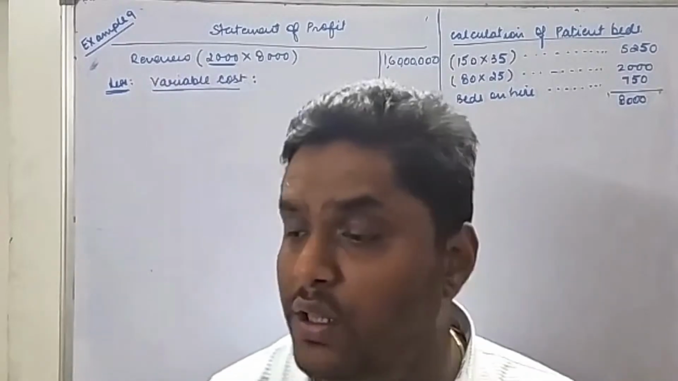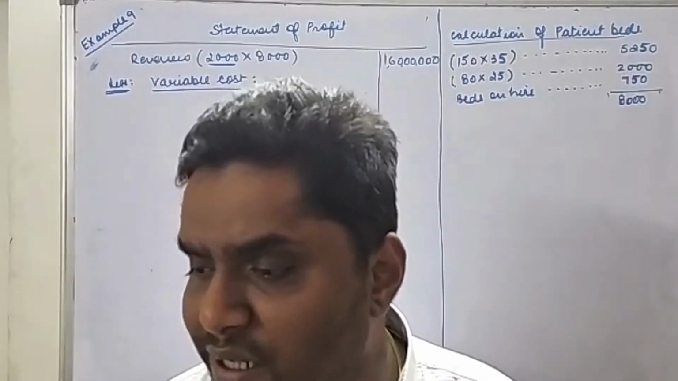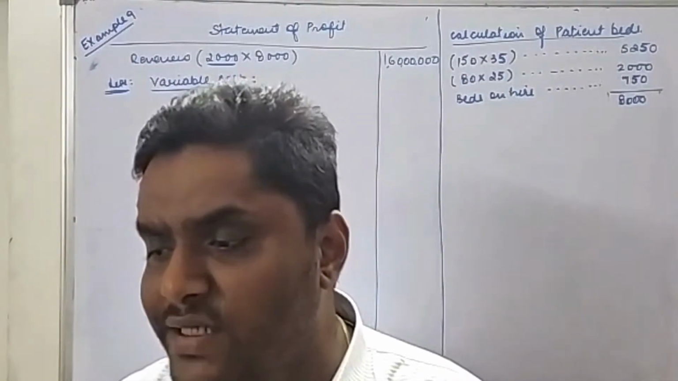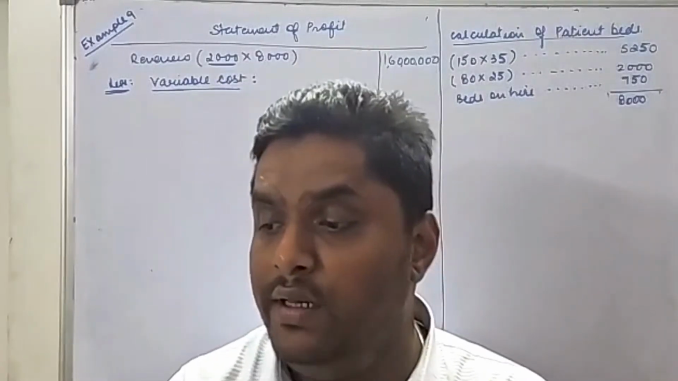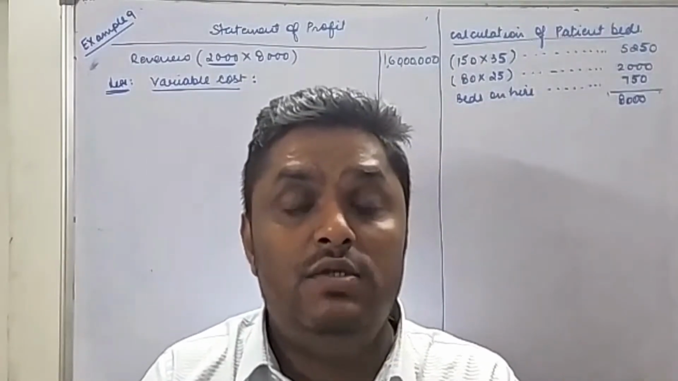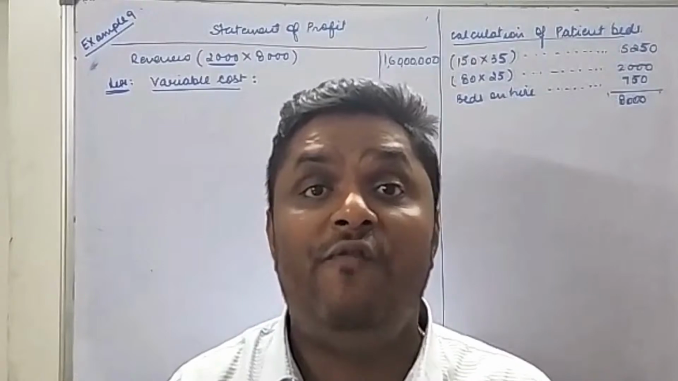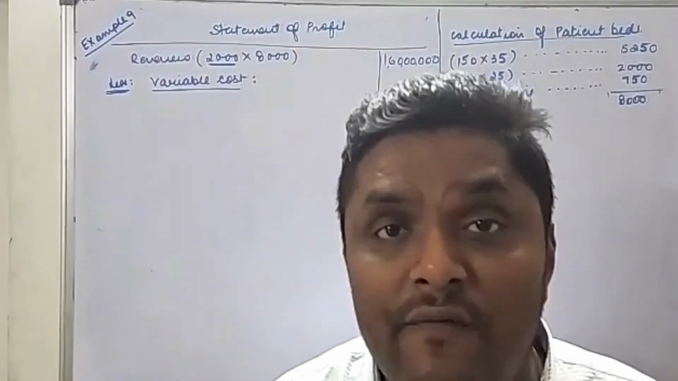So let's start with all the variable costs. See, rent is fixed, supervisor is fixed, nurses are fixed, ward boys are fixed. But doctors, very important, are being paid 2,50,000 per month on the basis of the number of patients attended. So it's a variable cost.